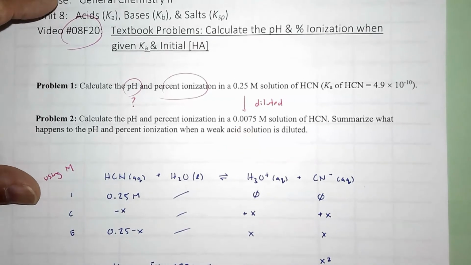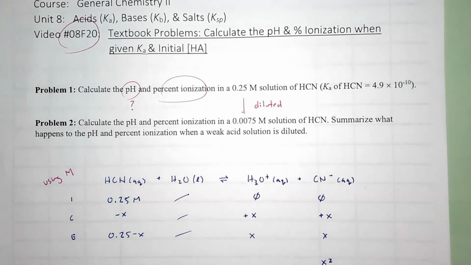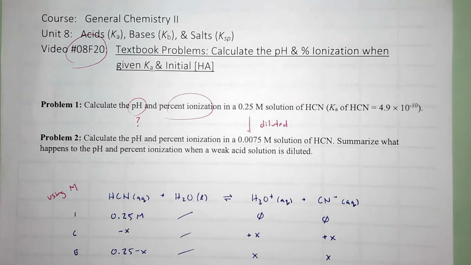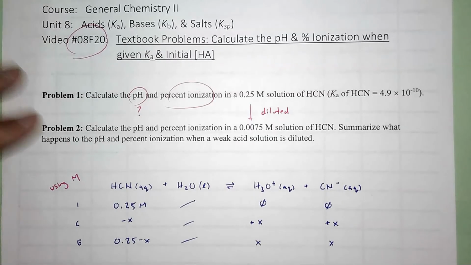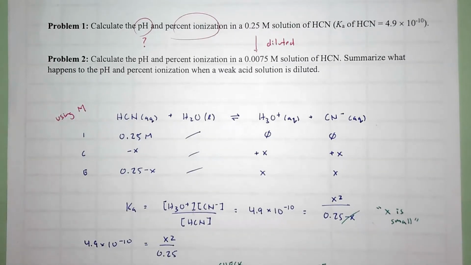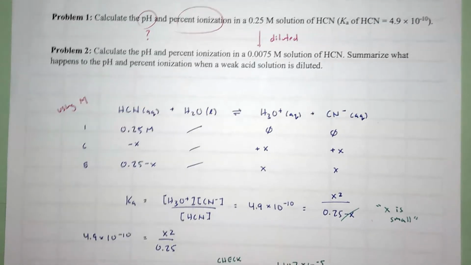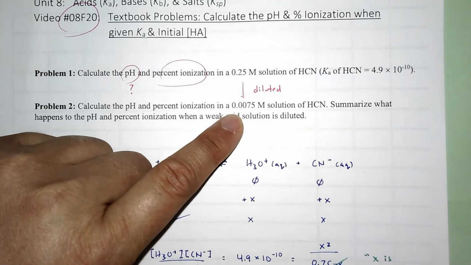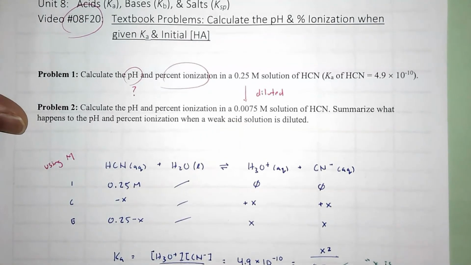Should we do this problem? Yeah, let's do this problem as well, real quickly. Before I do it, why don't you pause the video and try it yourself, because I'm going to work through this pretty fast, because it's essentially the same thing. The only thing that I would worry about is the x-is-small validity, because we start with a lower concentration. Go ahead and pause the video and do your work.